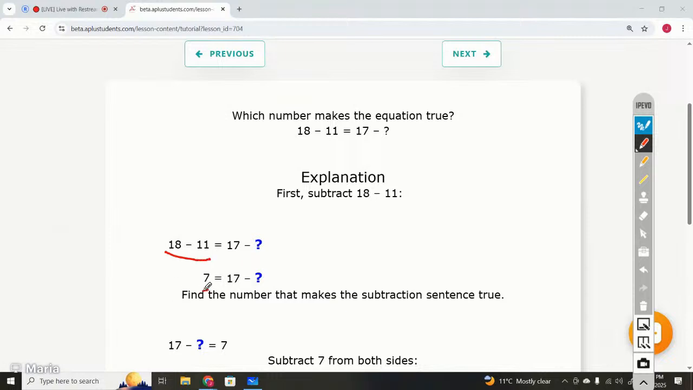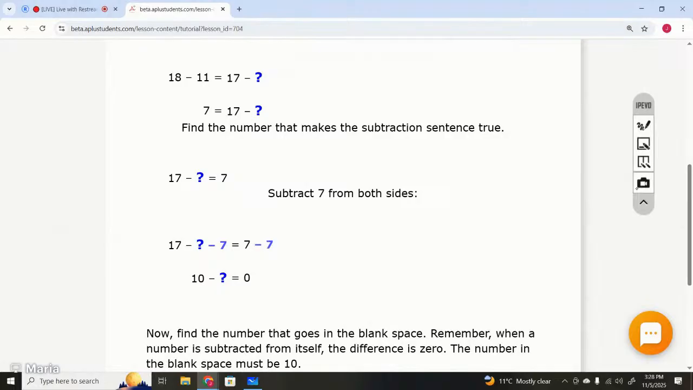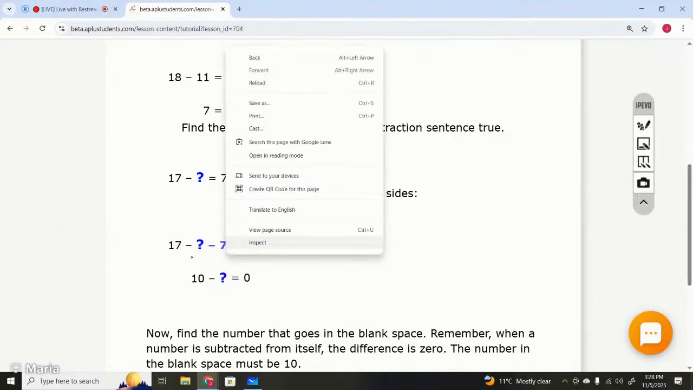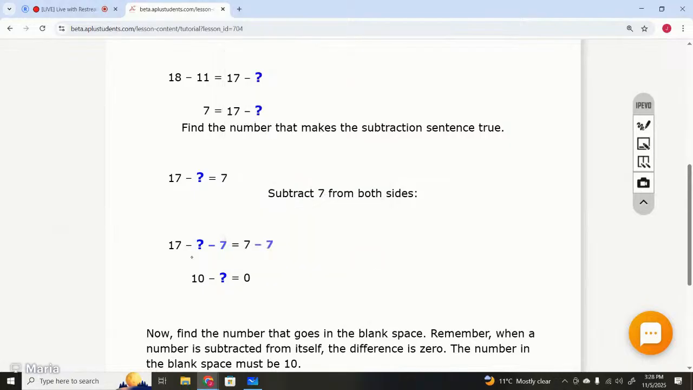18 minus 11 is 7. So we have 7 equals 17 minus the missing number. So we have to subtract 7 from both sides. 17 minus the missing number minus 7 equals 7 minus 7. 7 minus 7 is 0 and 17 minus 7 is 10. 10 minus the missing number equals 0. So 10 minus 10 is 0, so the missing number is 10.